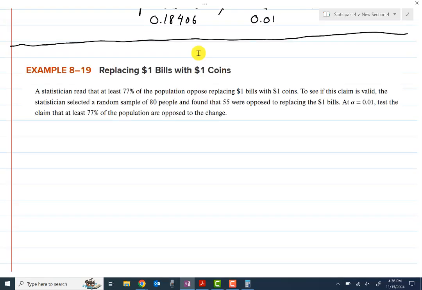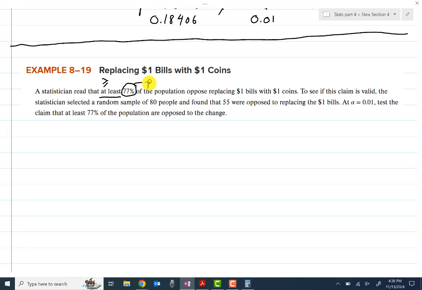Here we have a statistician who has read that at least 77% of the population oppose something. I really don't care what it is they oppose, but this "at least" is important. That's an inequality, greater than or equal to. When you say something is at least something else, it's greater than or equal to that. And this 77% here is going to be my proposed population proportion.